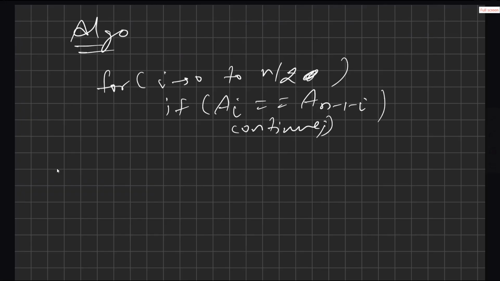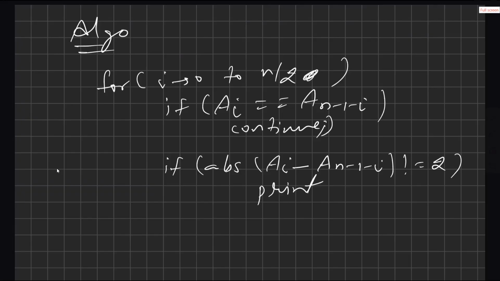Okay. If they are not equal, you have to check the difference: absolute value of a of I minus a of n minus 1 minus I. Since it is zero based indexing, that's the reason I'm taking n minus I. If the difference is not equal to 2, we'll have to print here, the answer is not possible. Print no, and we have to simply return.